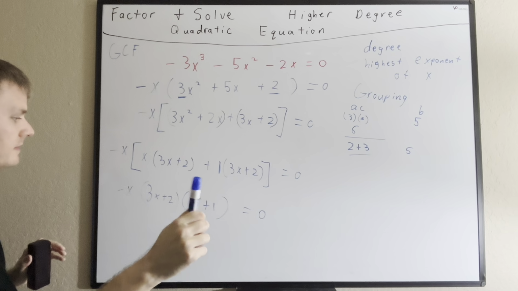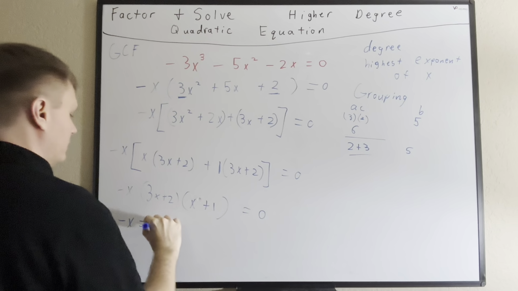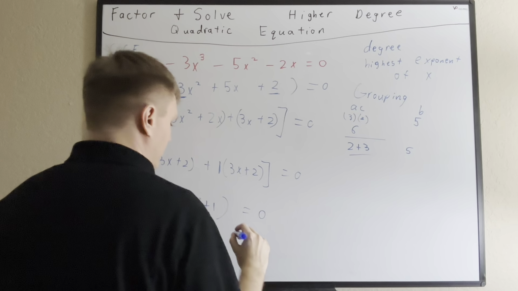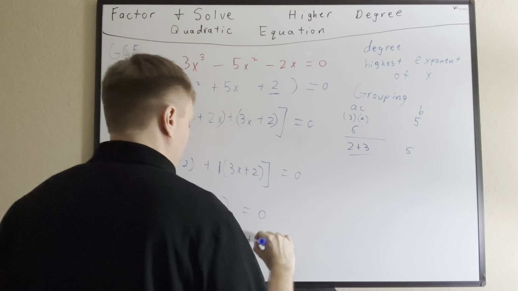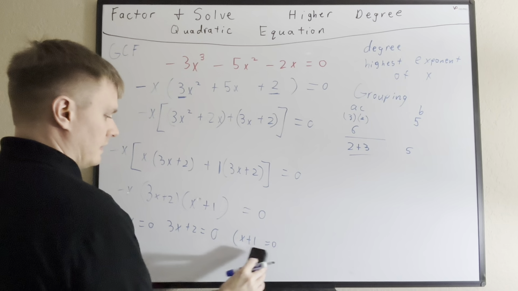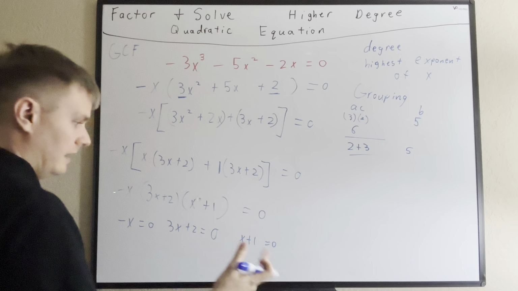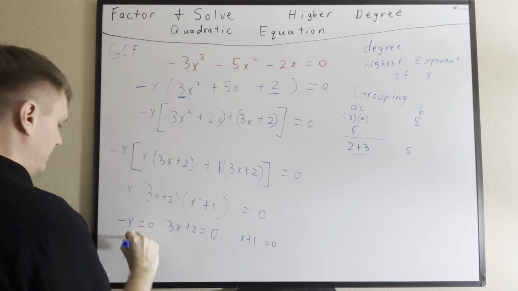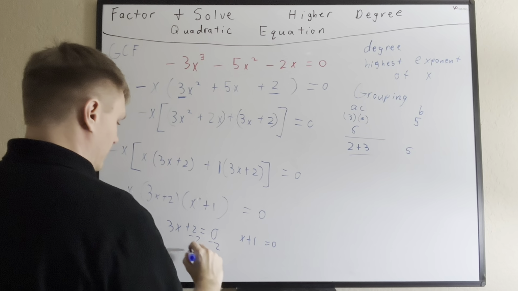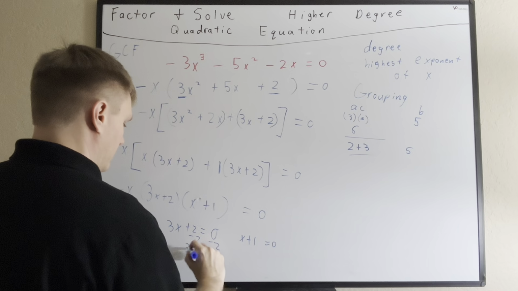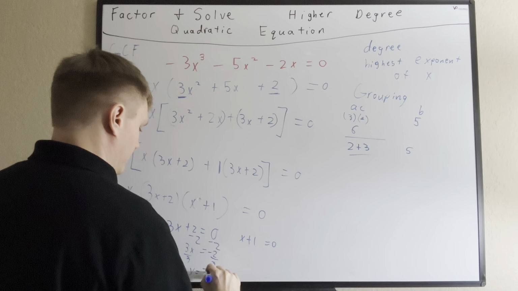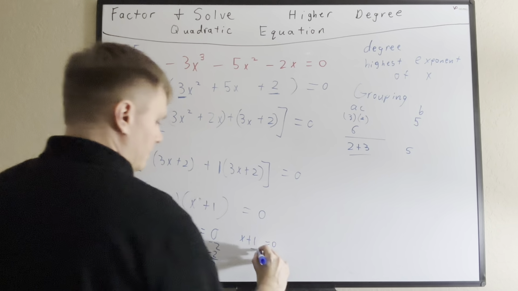But we're not done yet, are we? We've got to set everything equal to 0. Every individual factor. And then solve for x in each one of them. Divide by negative 1, you get 0. Okay. Subtract 2. And then divide by 3. Right? Negative 2/3. Okay. Subtract 1 there.